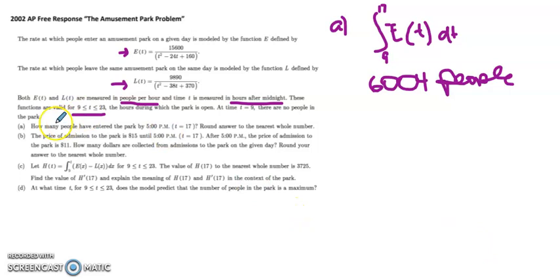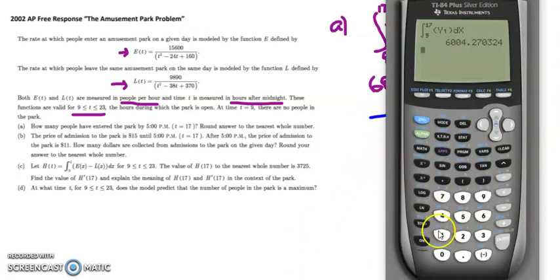For the second one, it says the price of admission is $15 until 5 p.m. and after 5, the price of admission goes to $11. How many dollars are collected on the given day? So first of all, we're rounding our answer to the nearest whole number. We had 6,004 people come in on the hours of 9 a.m. to 5 p.m. So they are coming in at $15 each. So that's a simple multiplication problem, which I'm still going to do on my calculator.